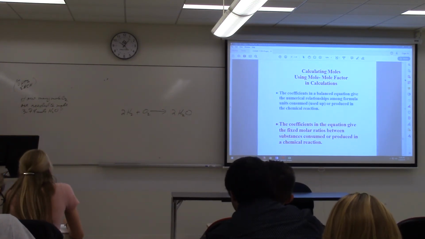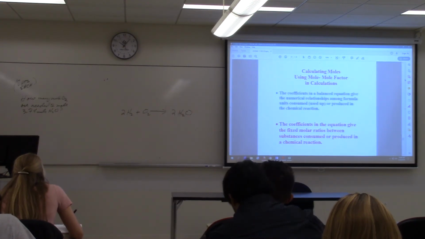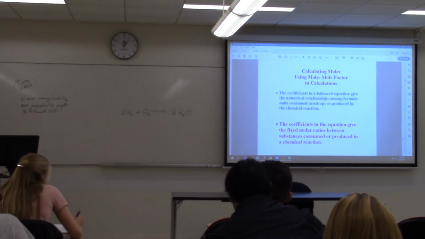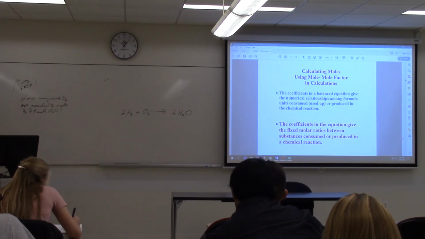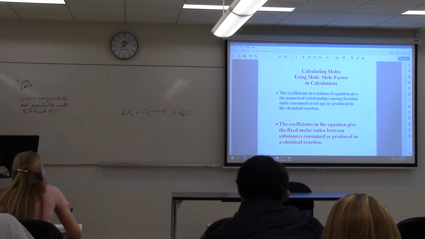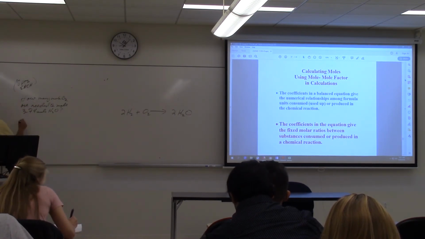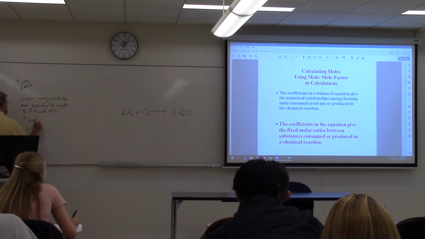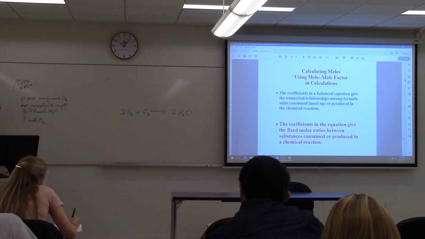Let me decode it for those who haven't figured out my handwriting yet. And that is how many moles of oxygen are needed to make 3.74 moles of water. So the first thing I'm going to do is ask, what am I being asked to find? And if I look at this, the answer is how many moles of oxygen. What am I given?